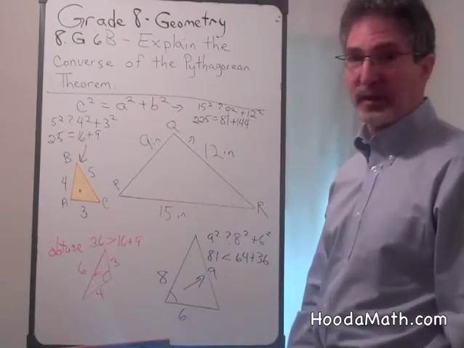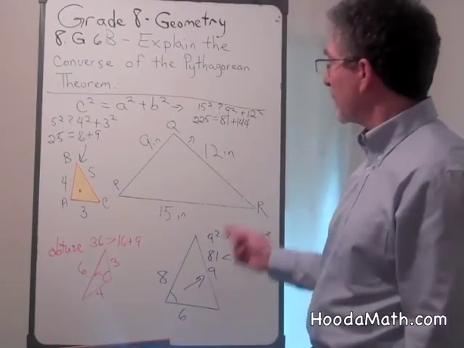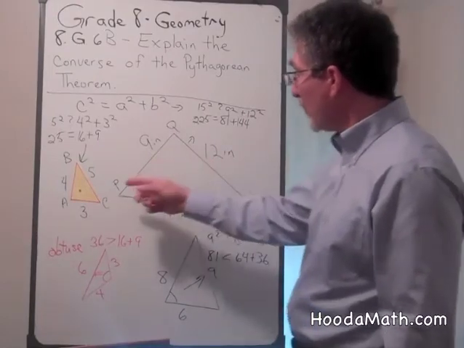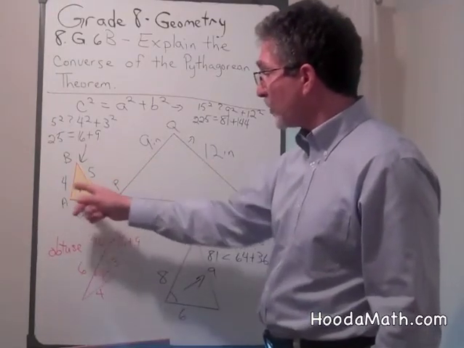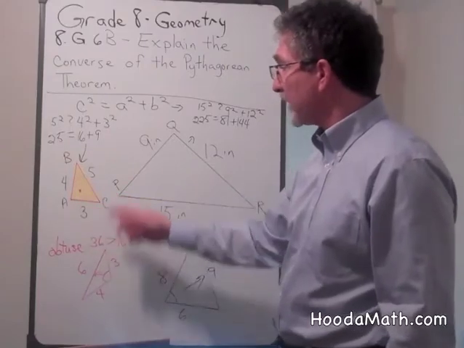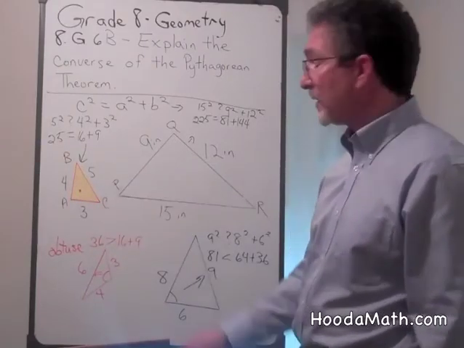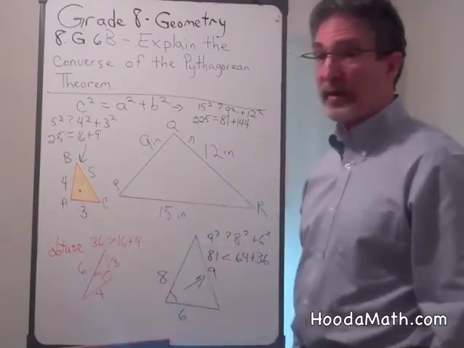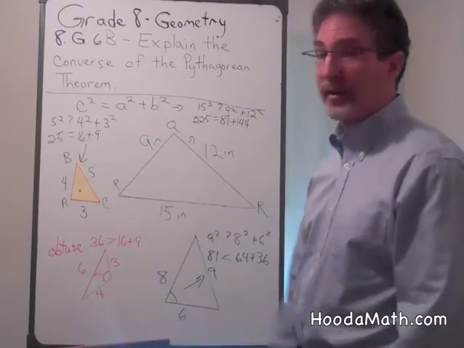an acute triangle. Remember, the converse is if you have the sum of the squares of the two legs add up to the square of the longest side, you have a right triangle.